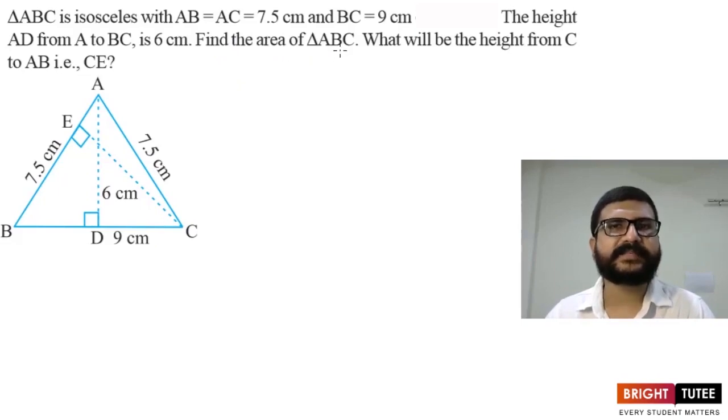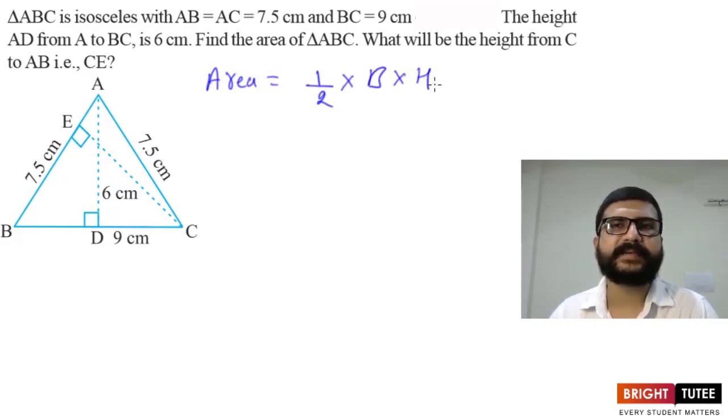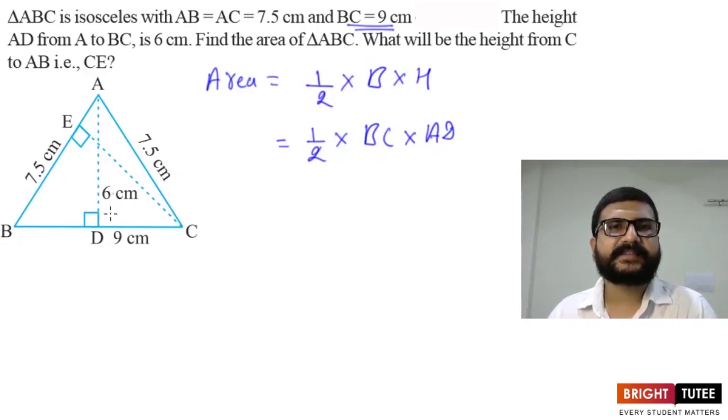Find the area of the triangle ABC and then what will be the height from C to AB, and that is CE. So we have to find the length of CE as well. So first of all, let's try to find the area of the triangle ABC. As we know, area of a triangle is equal to half into base into height, or we can write half into B into H, where B is base and H is height. Now this will be equal to half into base. Base we can consider as BC. If BC is the base, then what will be the height? It will be AD. Now BC is 9 as it is given in the question, and AD is 6 centimeters.